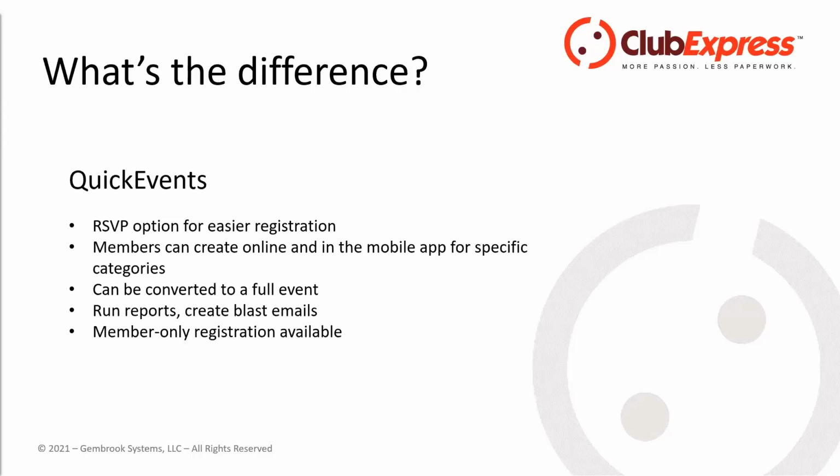So you can use the same categories that you're using for full events. You can even create separate categories to really just only use for quick events. They can be converted to a full event, and so we'll go through a couple of reasons why that might be useful for you. You can run reports on those quick events still and create blast emails. And of course, member only registration is available.